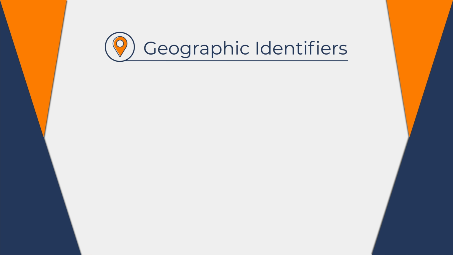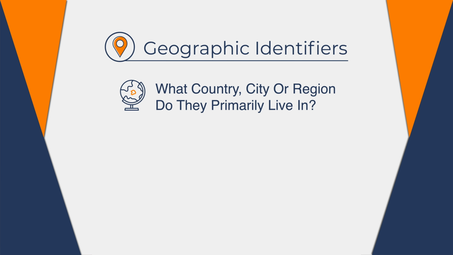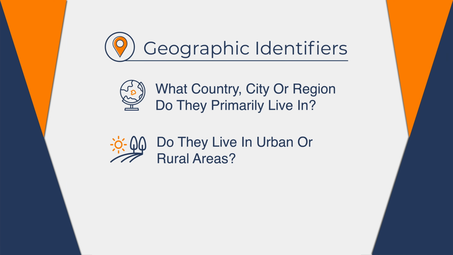So this is stuff like what country, city, or region do your customers reside? If you're doing business locally and in person, this is going to be incredibly important and maybe a bit more restrictive than if you're running an e-commerce store with a nationwide customer base. We also want to be thinking about whether our primary customers are urban or rural. This could also affect how you target people.